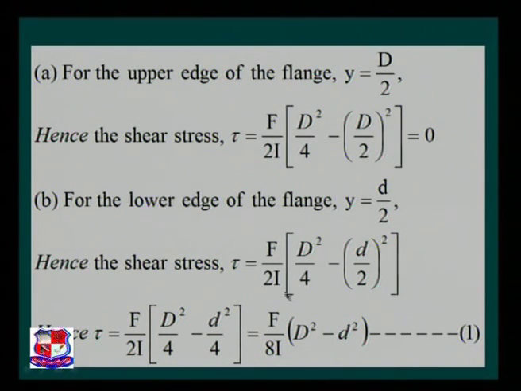By simplifying this, we get tau is equal to F over 2I bracket capital D square by 4 minus small d square by 4. Taking 4 out of the bracket, F over 8I bracket capital D square minus small d square, where capital D is the total depth of the section and small d is the depth of the web. This variation is available at the bottom of the flange. So this is equation number 1.